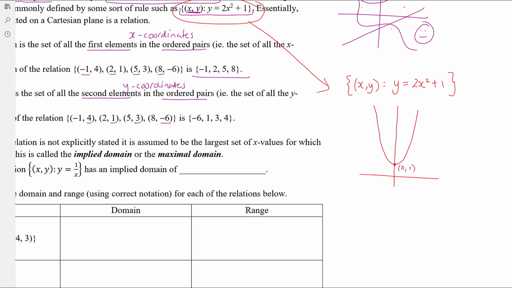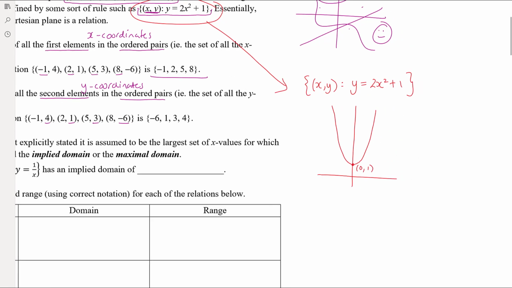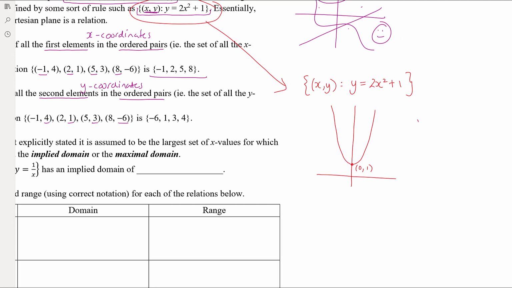Okay, so in thinking about the domain, now in terms of notation when we talk about domain, we write dom as shorthand for domain and ran as shorthand for range. If we're talking about the domain of a function called f, we would write dom of f or ran of f. If we're talking about the domain of a function called g, we would write dom of g, ran of g, domain of g, range of g.